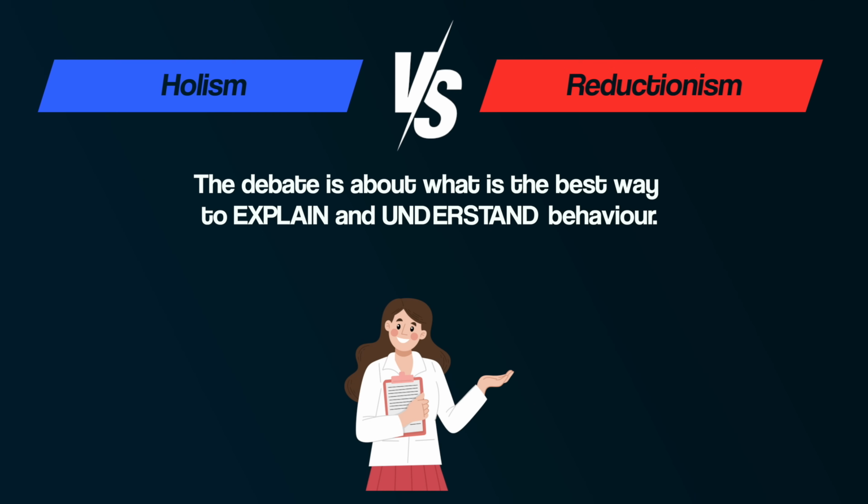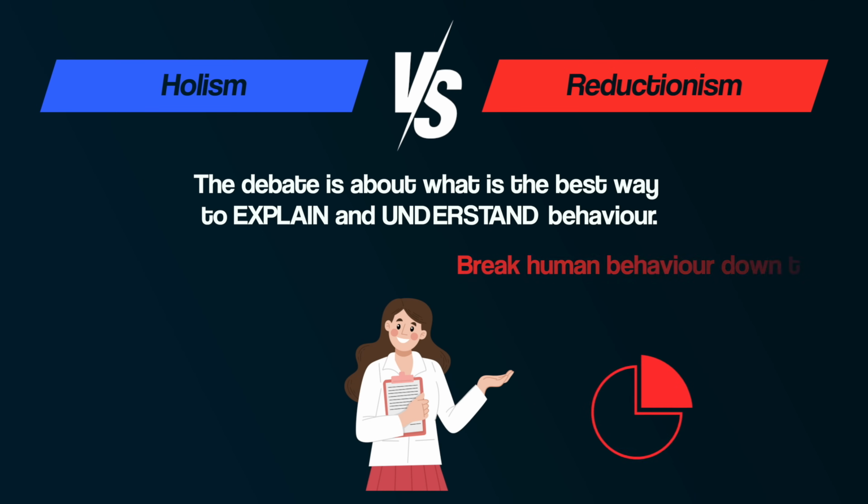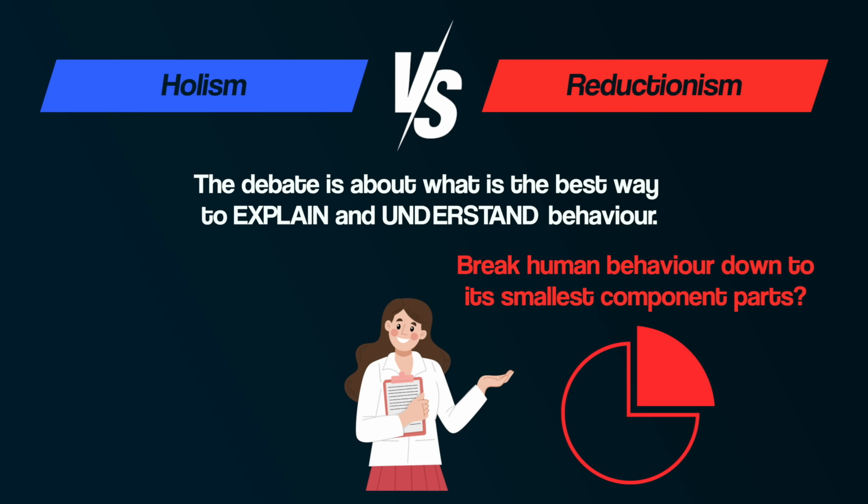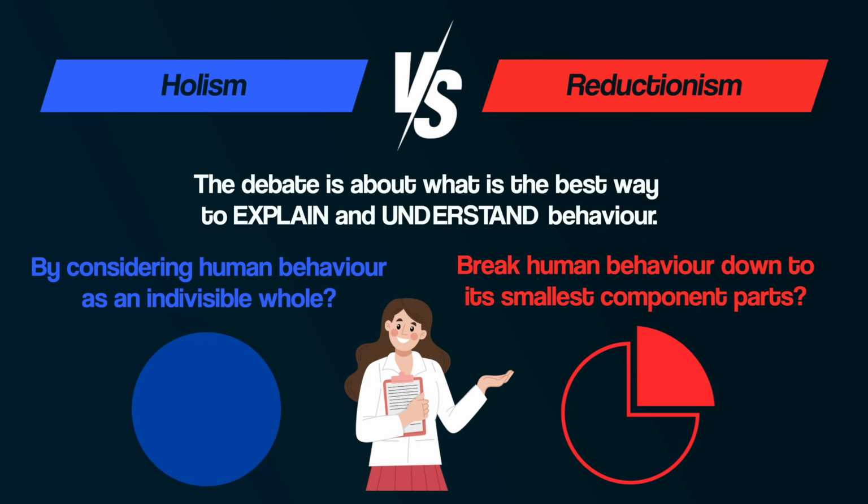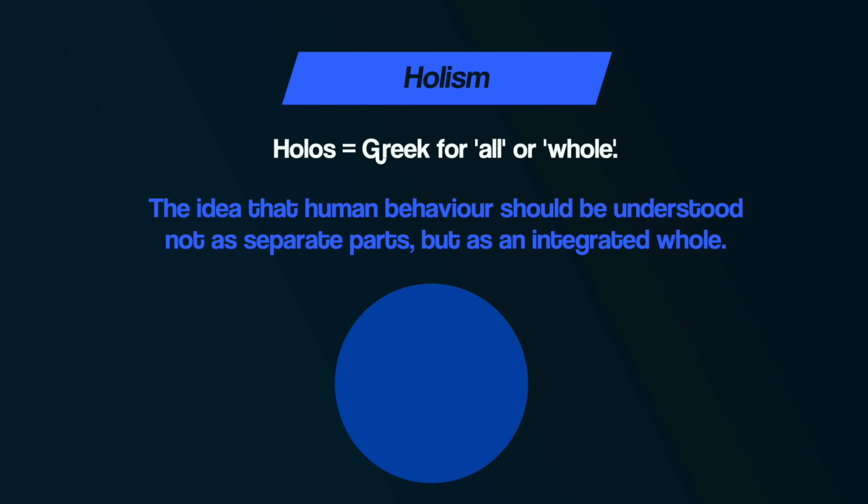The holism versus reductionism debate in psychology is about what is the best way to explain and understand behaviour. Should we explain and understand behaviour by being reductionist, by breaking human behaviour down to its smallest component parts, or should we understand behaviour holistically, by considering human behaviour as an indivisible whole? Holism comes from the Greek word holos, which means all or whole, and is the idea that human behaviour should be understood not as separate parts, but as an integrated whole.